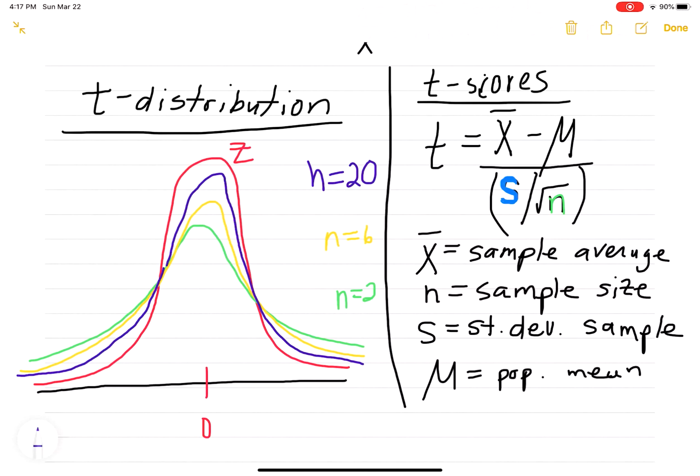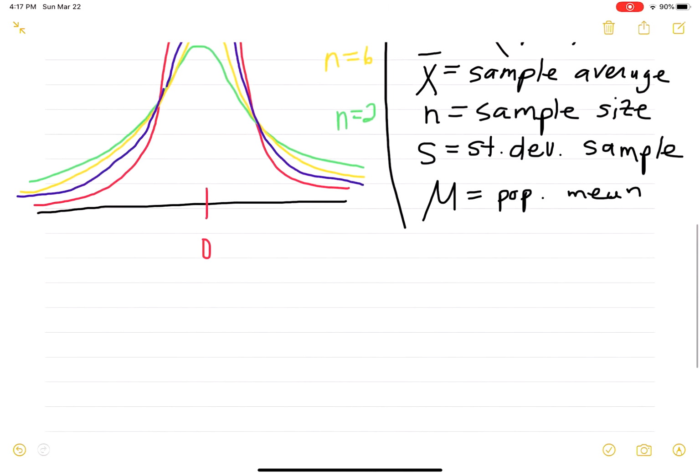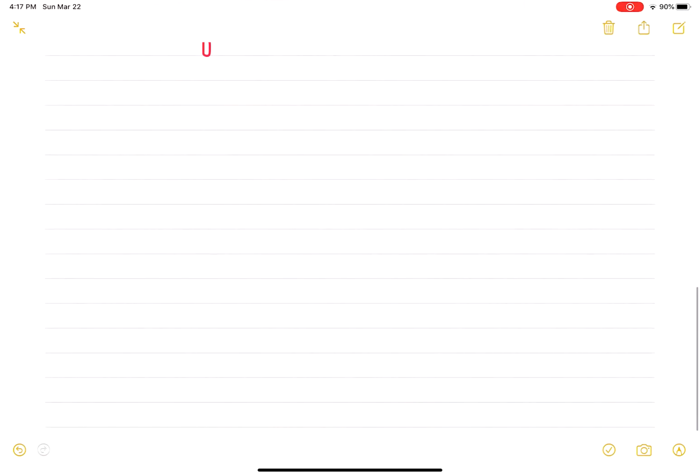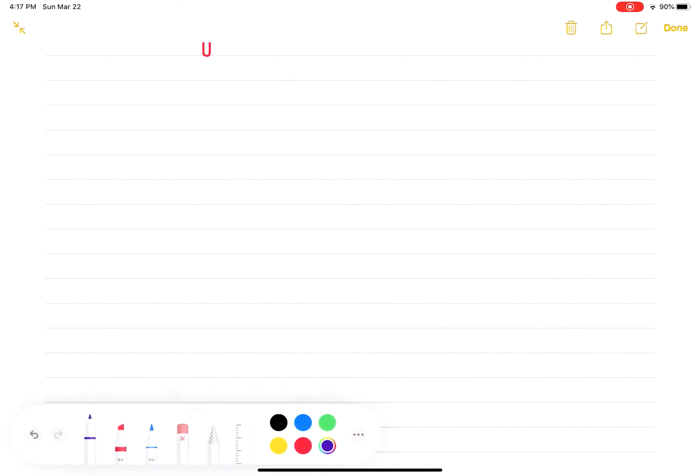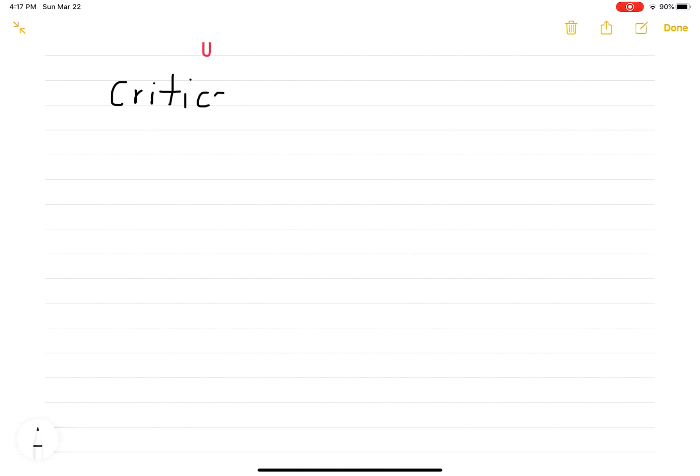So what we want to do is look at how you find what are called critical z-values. Critical z-values, so that's our next big task. Critical t-values.